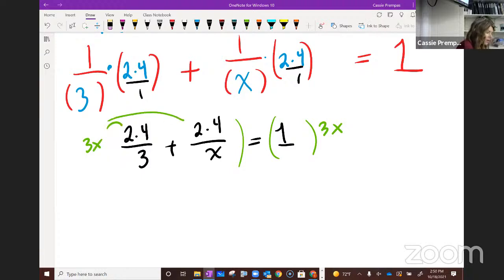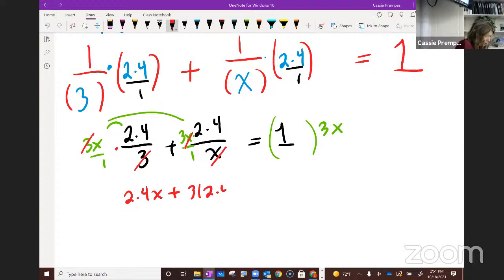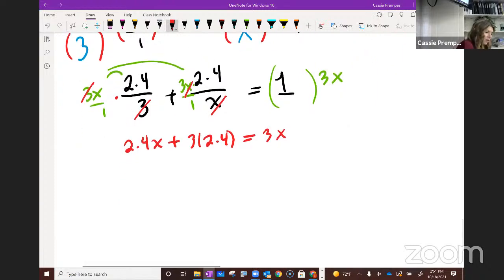Now, some of us just like to show it being distributed right away. So I'm going to take away that parentheses to show that when you distribute, you're multiplying 3x to both pieces on the left side of the equation. And then we cancel before we actually multiply. So in the first fraction, what pieces cancel? The 3's, good. And we'll have 2.4x plus, in the second fraction, what pieces cancel? The x's, good. So we have 3 times 2.4 is equal to, and here nothing cancels. So we have 3x.